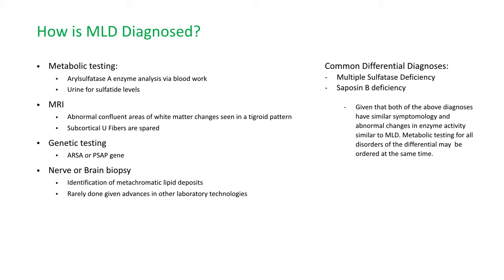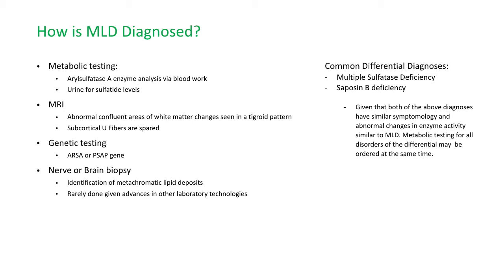Brain MRI: abnormal confluent areas of white matter changes may be seen. Genetic testing. And something that's not typically done but could be done is a nerve or a brain biopsy. Again, this is rarely done given the advances in other laboratory technologies that we currently have today.